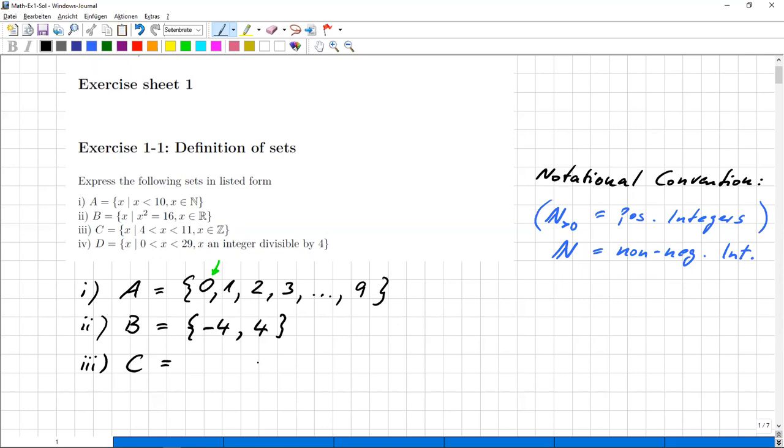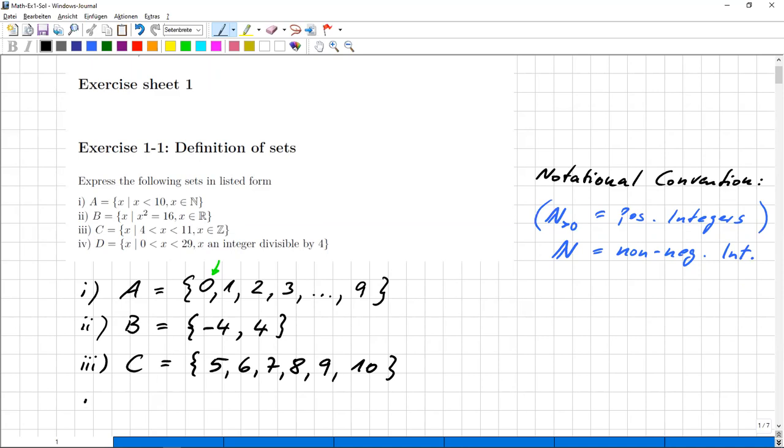Okay. So then, this should be easy. Everything between 4 and 11, but both limit values are excluded, which means we're starting at 5, and then it goes on 6, 7, 8, 9, but also 10. A little bit similar to set A.